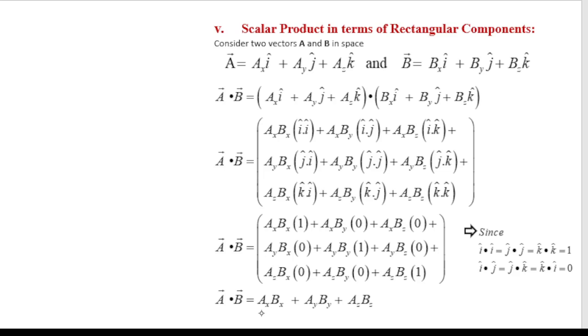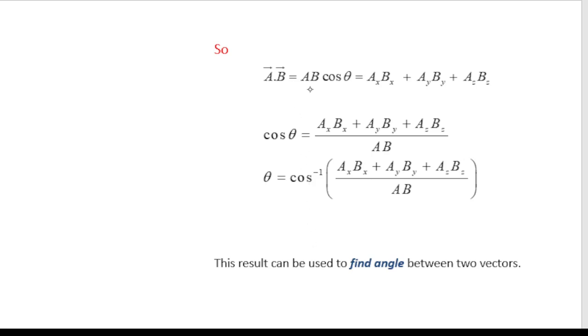after this A dot B is equal to this one. So A dot B is equal to AB cos theta is equal to AxBx plus AyBy plus AzBz. Cos theta is equal to this one, so theta is equal to cos inverse of AxBx plus AyBy plus AzBz over AB. This result can be used to find the angle between the two vectors.